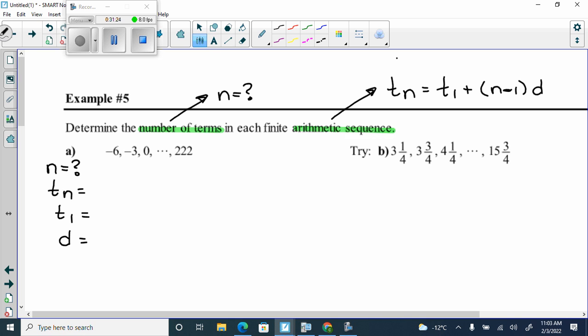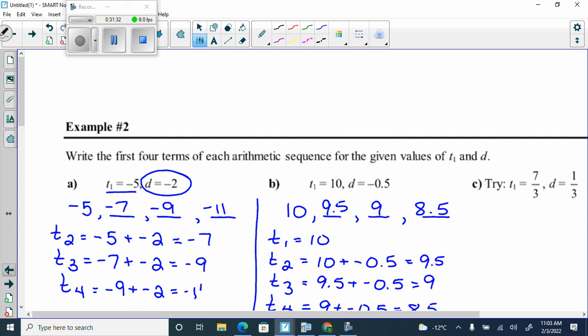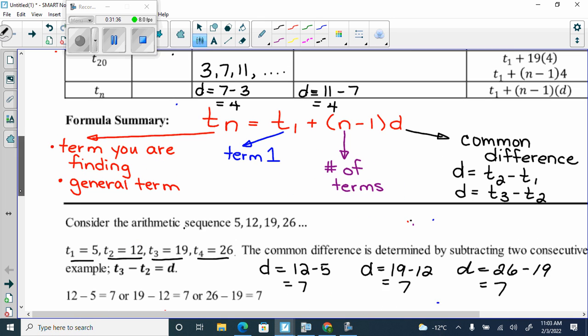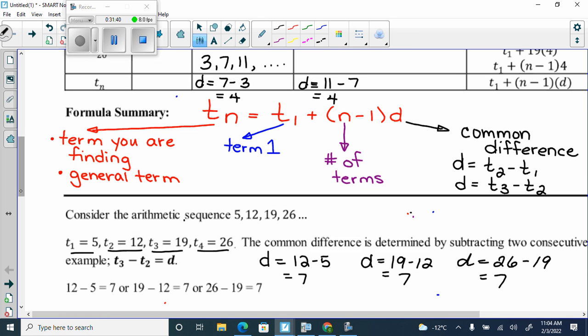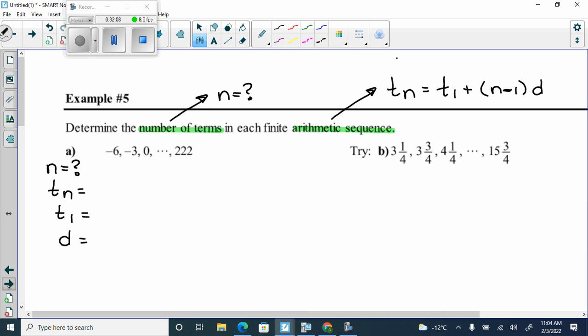Can you go back to the very first page for a second? Very front page. Come on. So I told you, is the term you're finding Tn? It's a general term. This is the extra one that everyone forgets about. Tn is also the last term. Because if the term you're finding is T5, then that would be the last term, right? We just don't know if it's T5 or T10 or T7 or T8. We're trying to find N, correct? We're trying to find the number of terms. So Tn can represent the last term, because this is T20 or T15 or T whatever. We just don't know what it is, right? Because we're looking for N. We agree? So this is Tn. This is the last term. So that's 222.